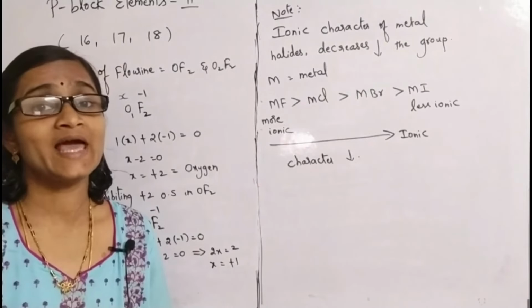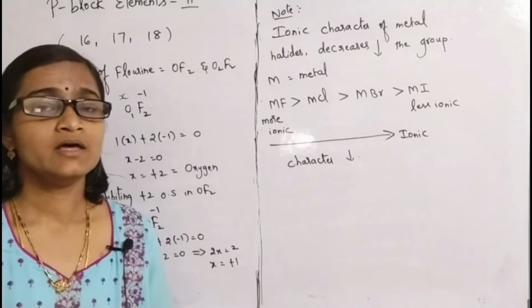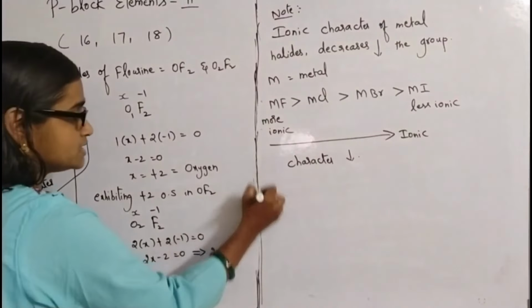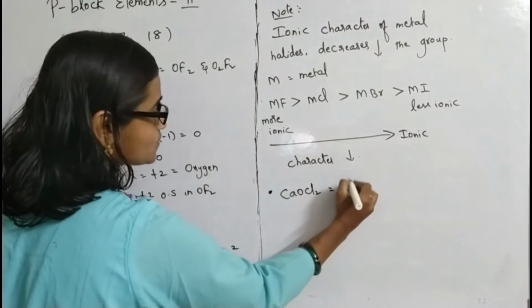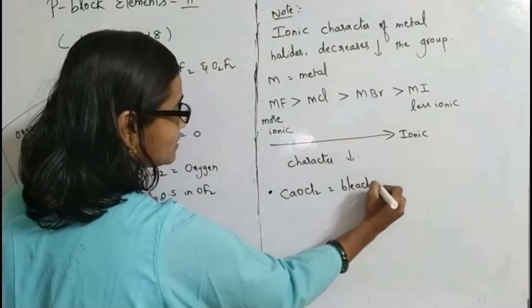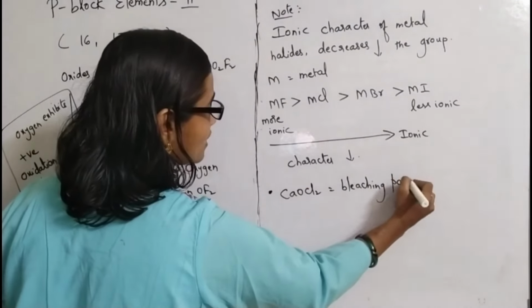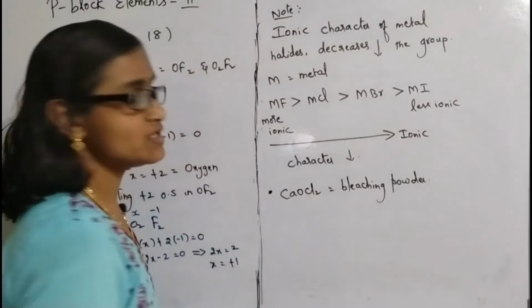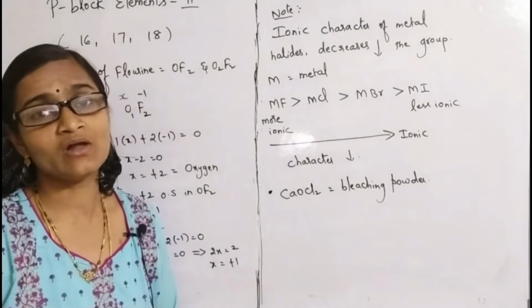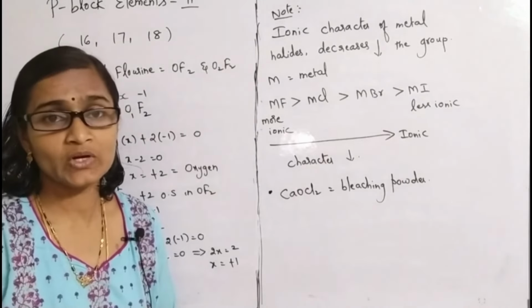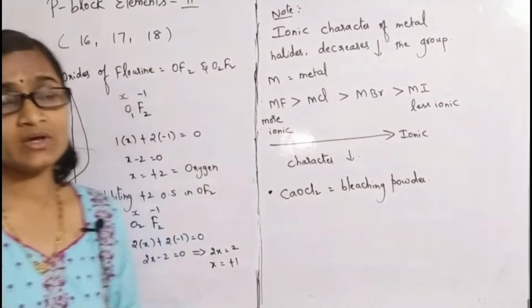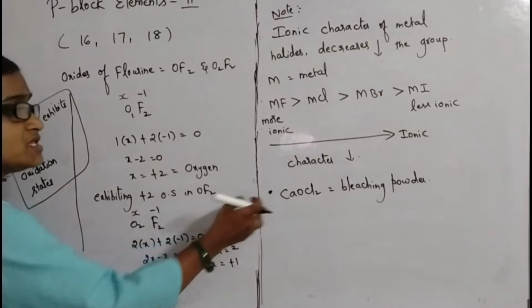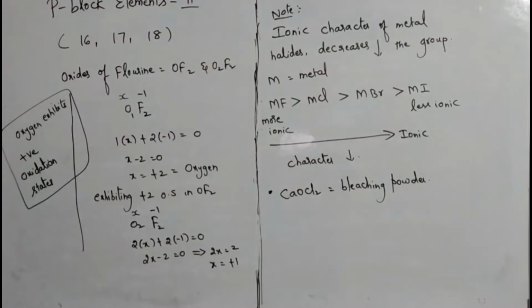Bleaching powder is calcium oxychloride, CaOCl2. It is one of the important compounds of chlorine, which is generally used in swimming pools as a disinfectant. Once you go through its preparation and properties, you will get fewer questions from this. You will not get more questions.